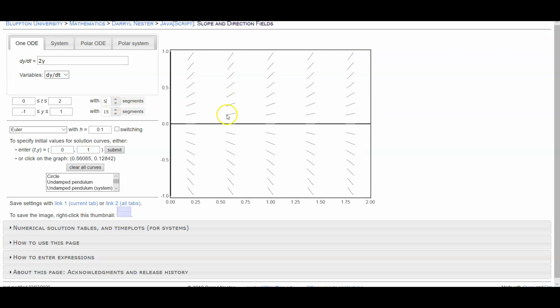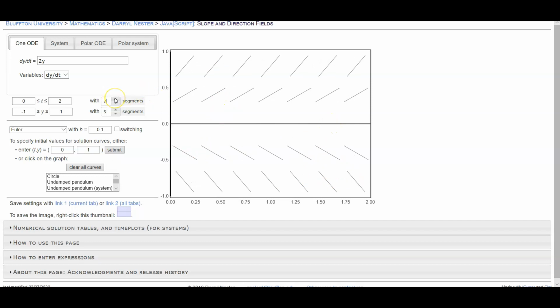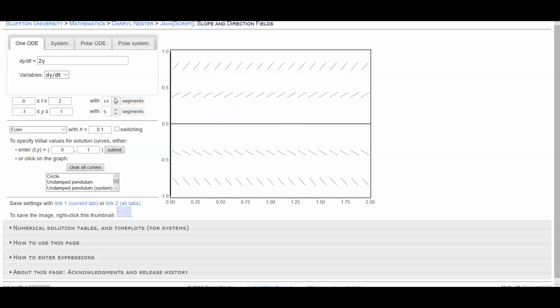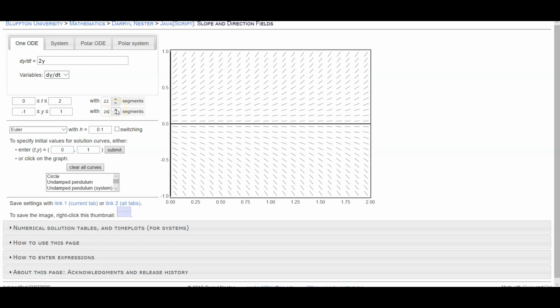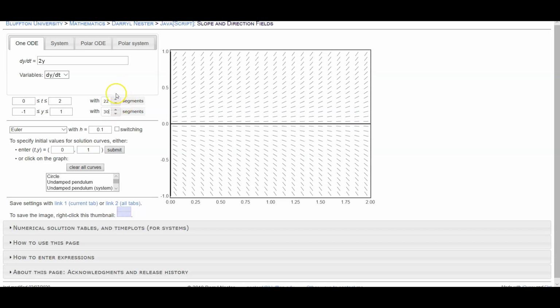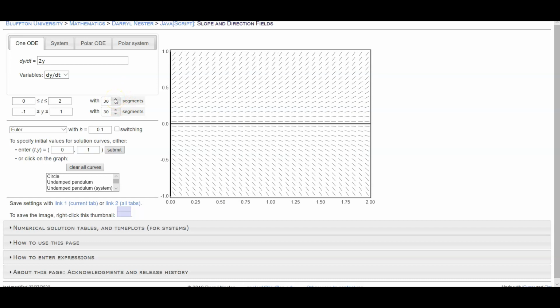This is 1, 2, 3, 4, 5 columns of vectors. If I just wanted to do, it won't let me do a 3 by 3. The lowest I can go is 5. But there you go. That looks very similar to what we had before. Now, the more slopes we put in there, you might say, well, the more the better, but it starts to get kind of unnecessarily dense. Maybe up to about 30, it looks good.